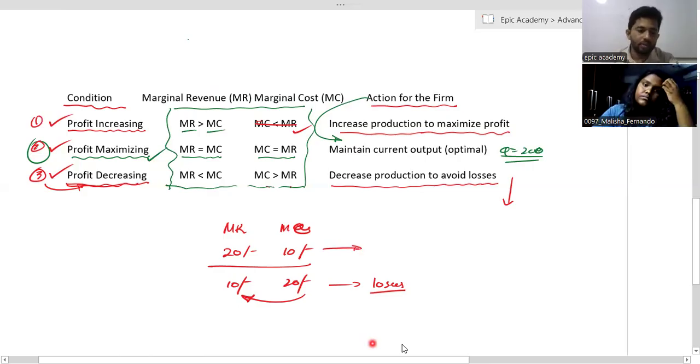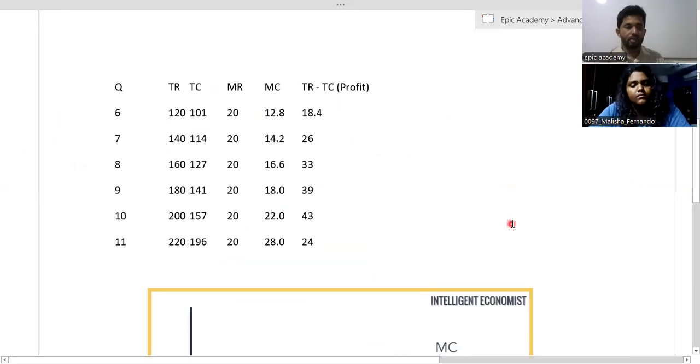So what type of profitability are you getting? What is the marginal cost? What is the marginal revenue? Those are the things you have to consider. As an example, just identify here: a producer produces 6 commodities. TR takes a greater value than the total cost.